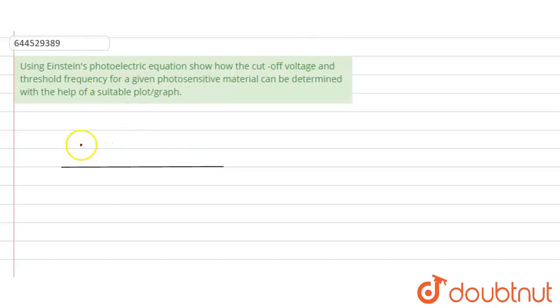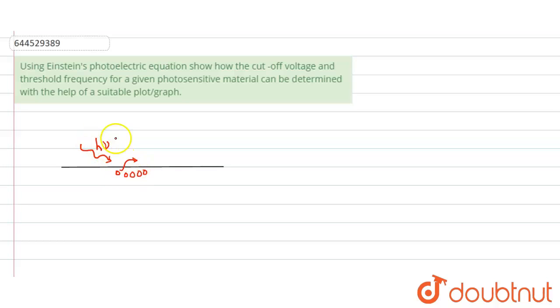So, for example, if this is the incident photon which falls on a metallic surface, what will happen? There would be electrons on the surface itself. This is the energy of the photon which we have represented, and it would be interacting with the electron. Now if the energy is sufficient, then ejection would take place and the electron would come out of the surface.